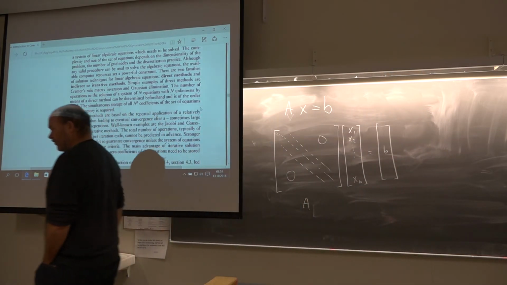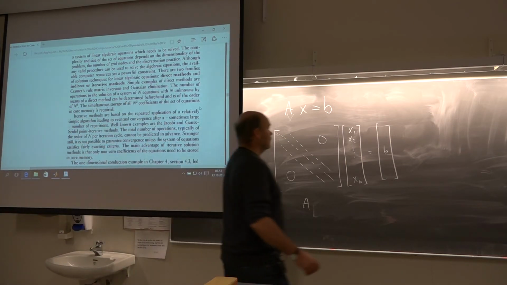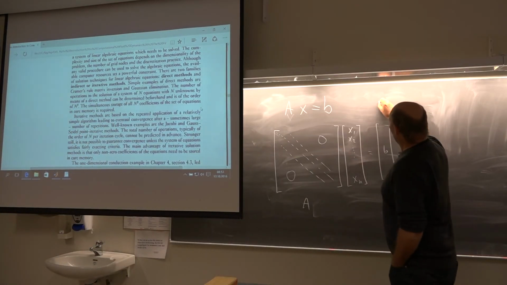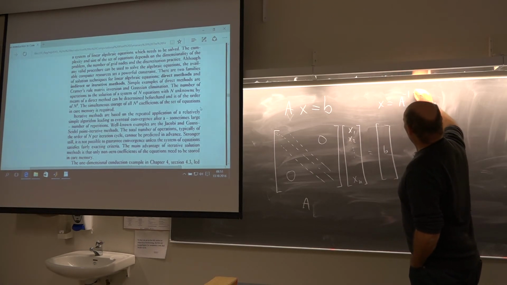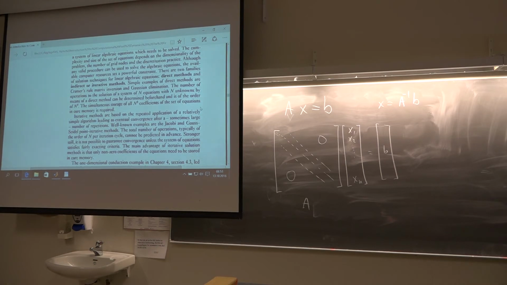How to solve this fast? Of course, the obvious solution here, use a direct method. You just find A inverse. So x equals A inverse B. Problem done, of course. That's obvious.